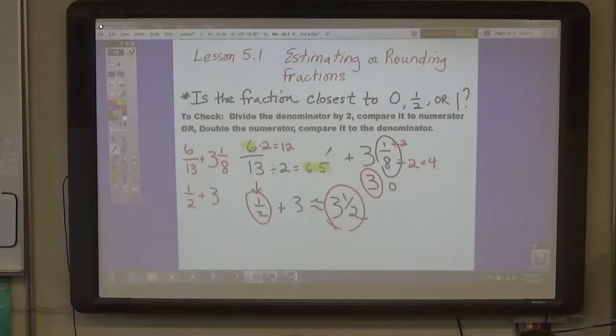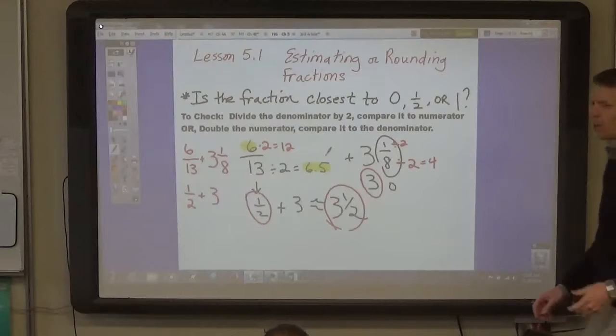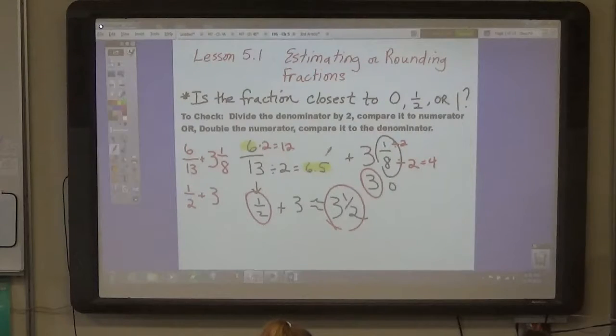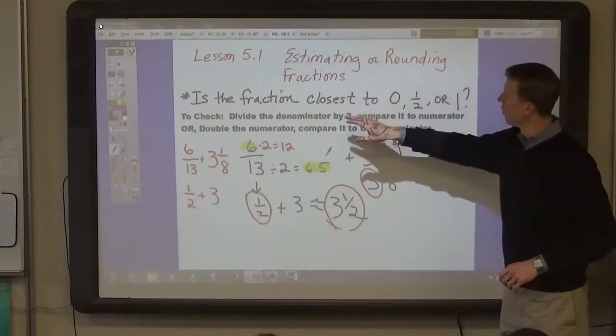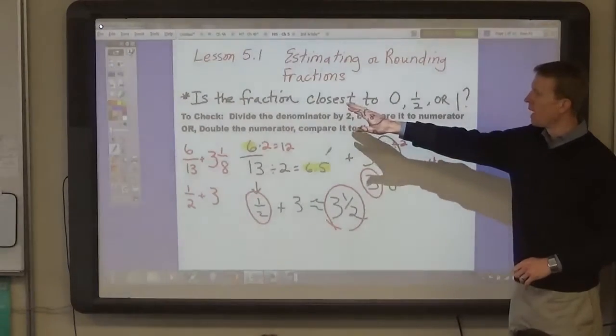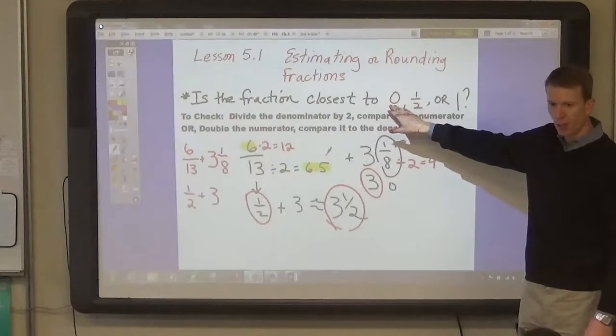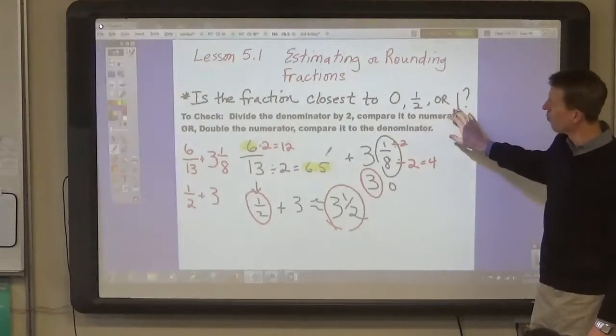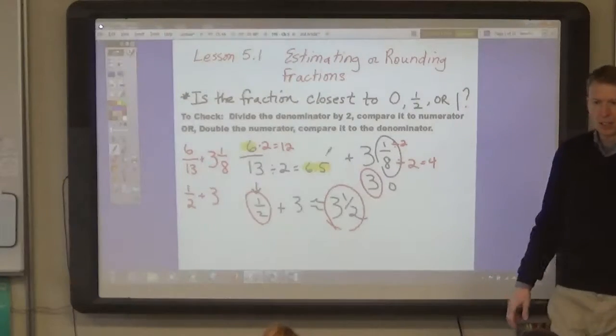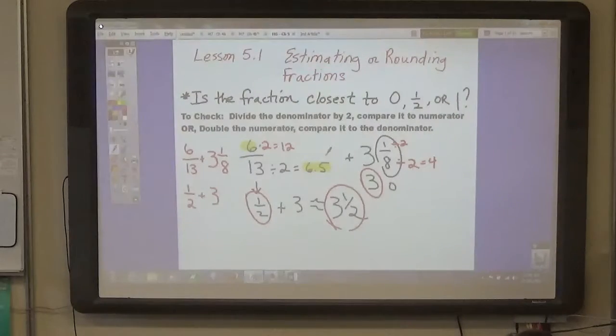So, sixth graders, lesson 5.1, the first lesson in chapter 5. We're going to be working with fractions in this chapter. And the first concept we're talking about is when we look at a fraction, we want to be able to tell if it's closest to 0, 1/2, or 1 when determining when you're going to round it and use it in estimating. Okay?